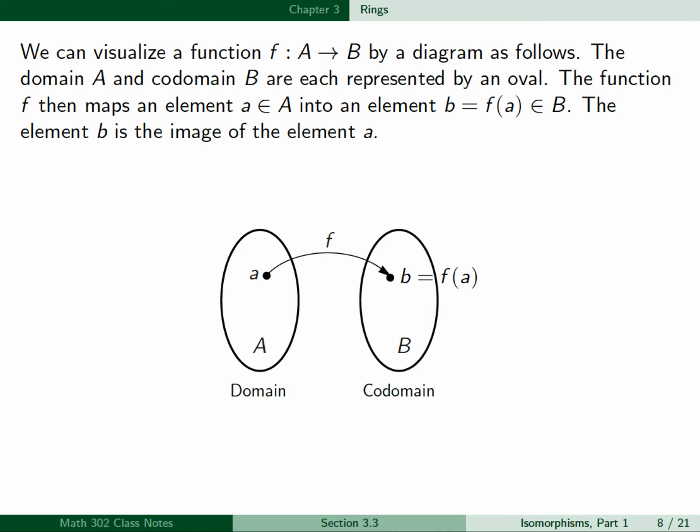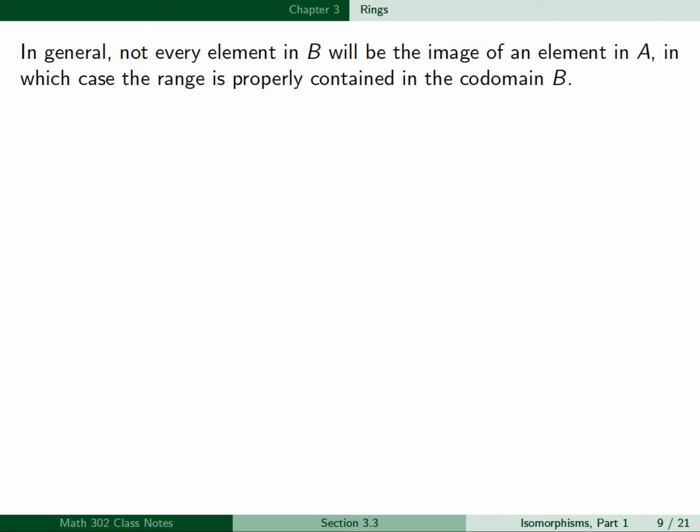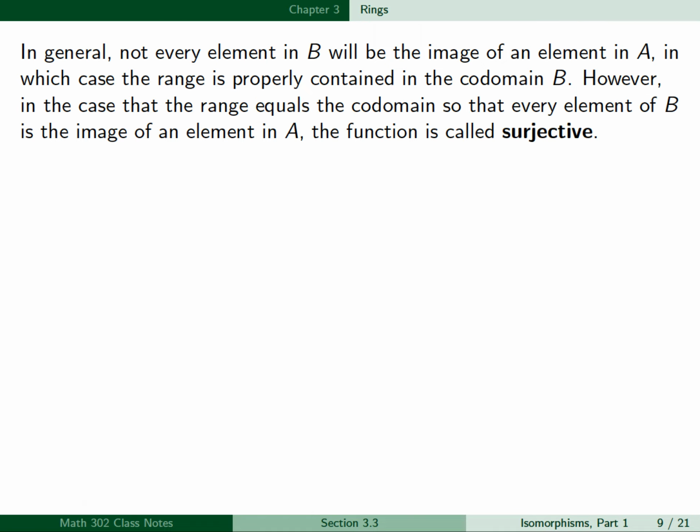The element b is the image of the element a. And the range is the set of all images and is represented by the shaded oval inside the codomain B. In general, not every element in B will be the image of an element in A, in which case the range is properly contained in the codomain B.